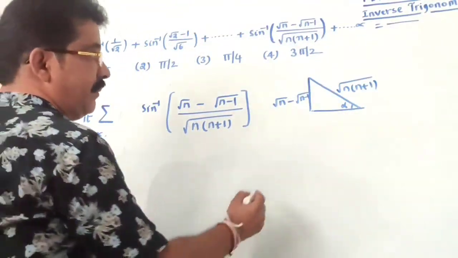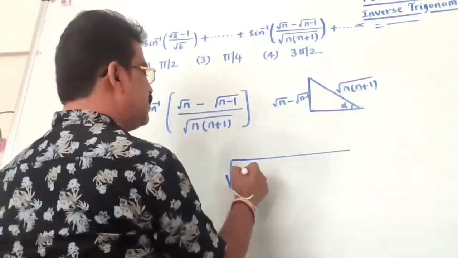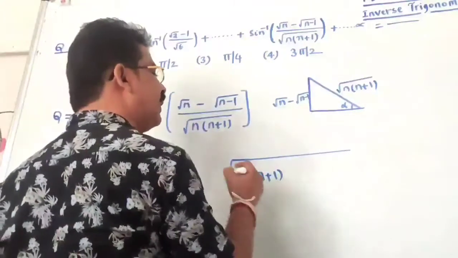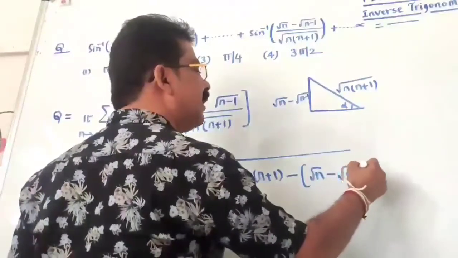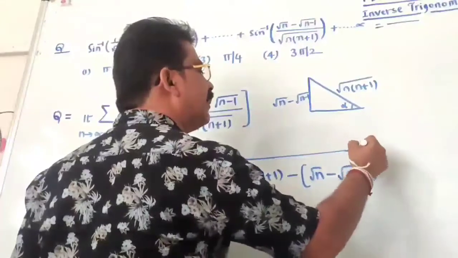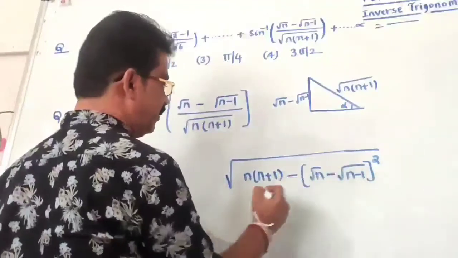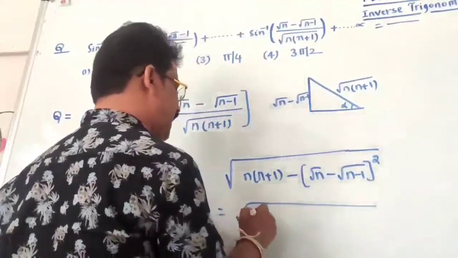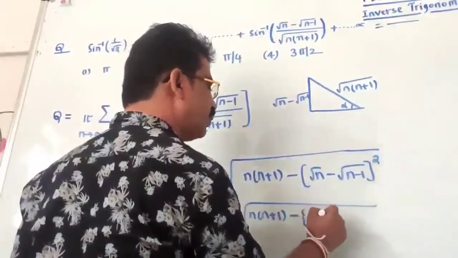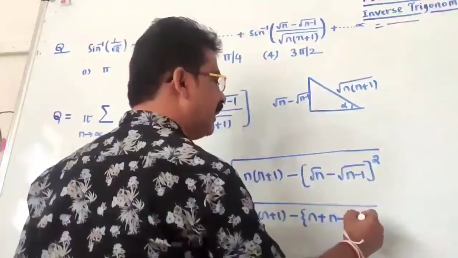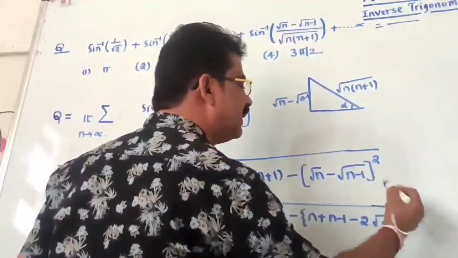Now, by the Pythagoras theorem, this length is equal to square root of hypotenuse whole square, n into n plus 1, minus opposite side whole square, root n minus root of n minus 1 whole square. So that is equal to root of n into n plus 1 minus bracket begin, a minus b whole square, a square plus b square minus 2 into root of n into n minus 1. It will be like that.